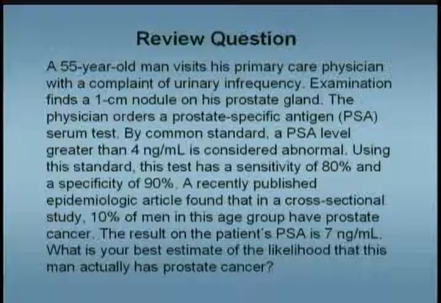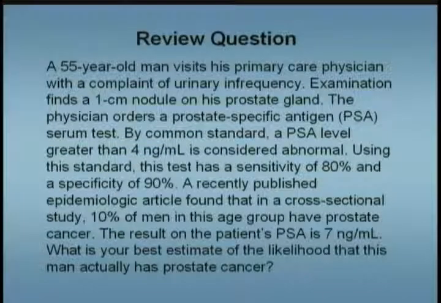You have to understand what the question's really about. Well, let's unpack what we're given here. The patient's PSA is 7. The cutoff is 4, so he's over the cutoff. Therefore, he has a positive test result. Therefore, your best estimate of the likelihood this man actually had prostate cancer, translated, is: What's the positive predictive value? We want the positive predictive value because it's a positive test result.